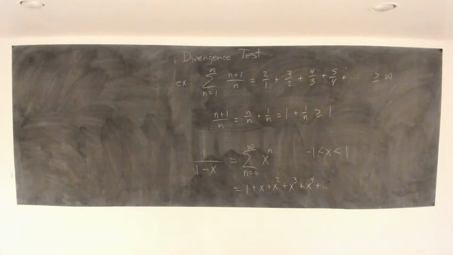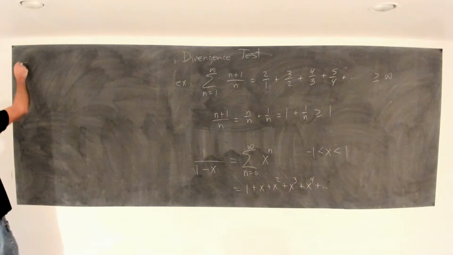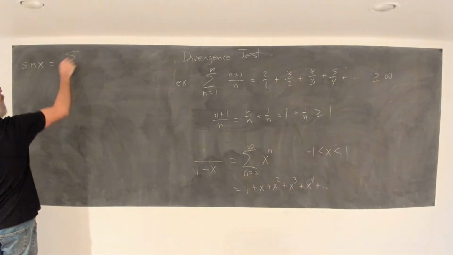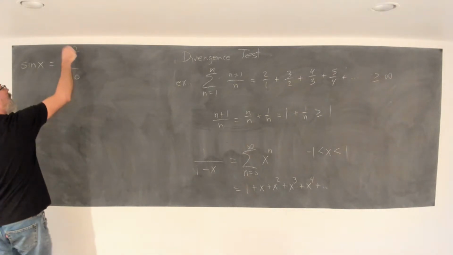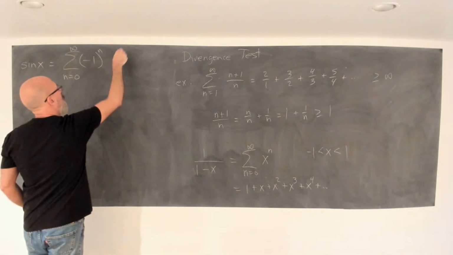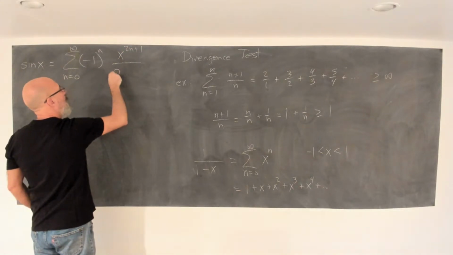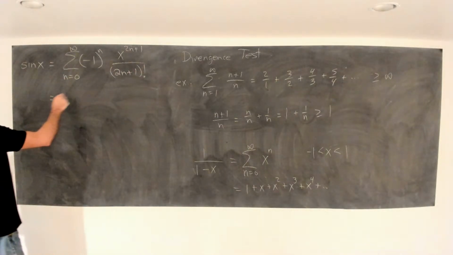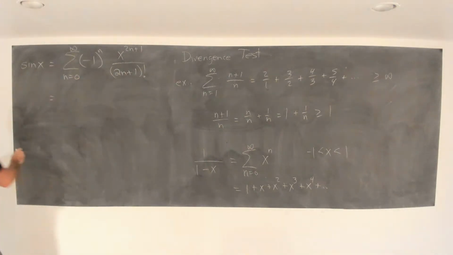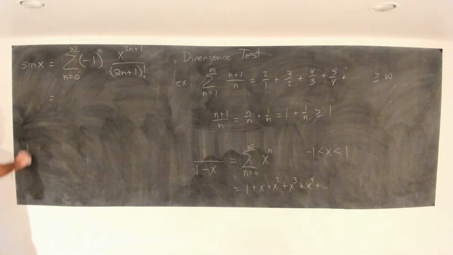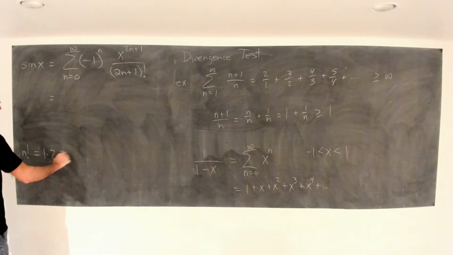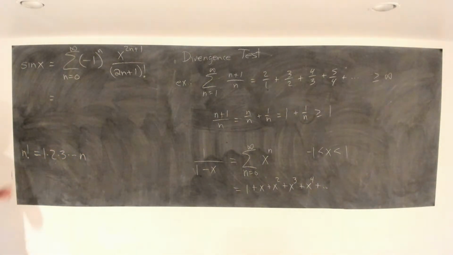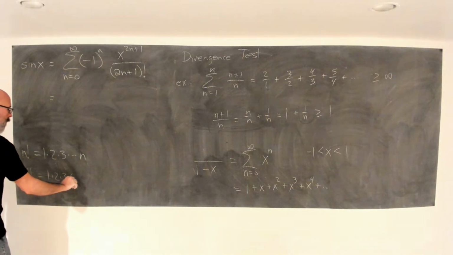Indeed there are. In particular, sine x has this nice representation: the sum of -1 to the n, x to the 2n plus 1 over 2n plus 1 factorial. So when n is 0, first of all, for those of you unfamiliar with factorials, a factorial is the product of all the numbers from 1 to n. So 5 factorial is 1 times 2 times 3 times 4 times 5.